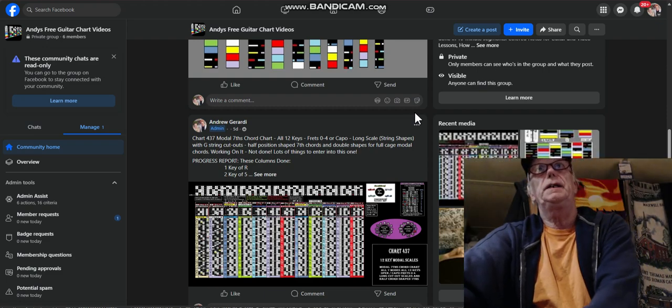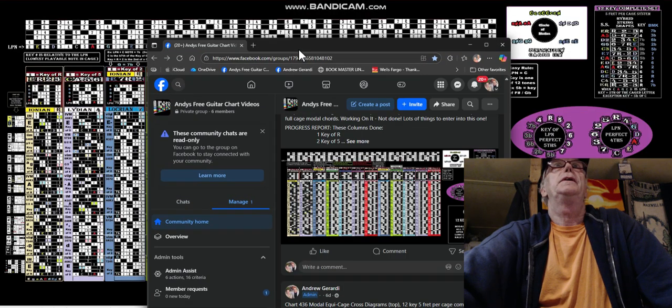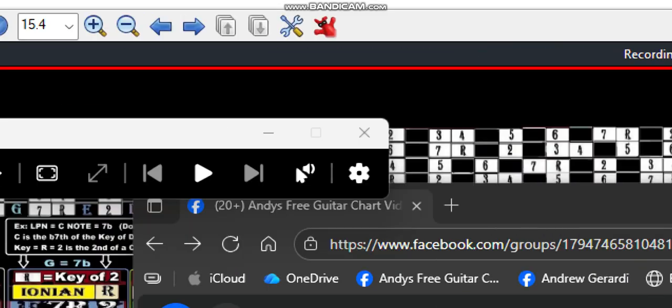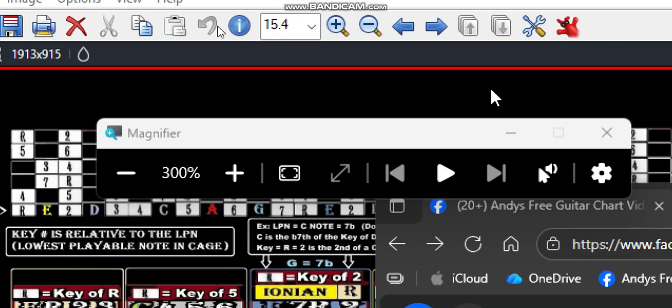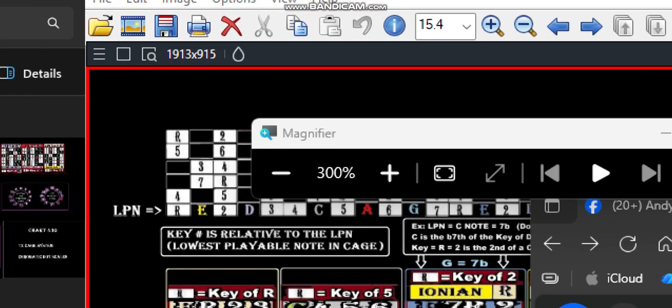Okay, so we're on the Andy's Free Guitar Chart videos. There's the URL right there. The number, I can hardly see it, but if I go to magnifier, we learned this already last segment, but we're going to do it again if I can find it.